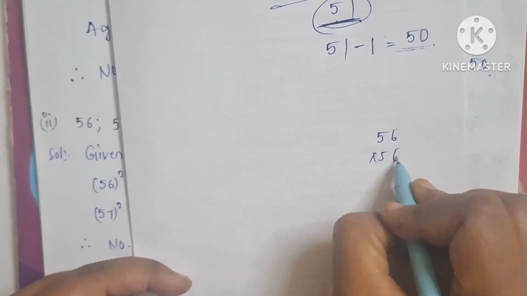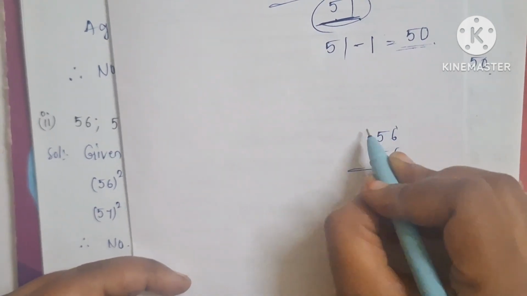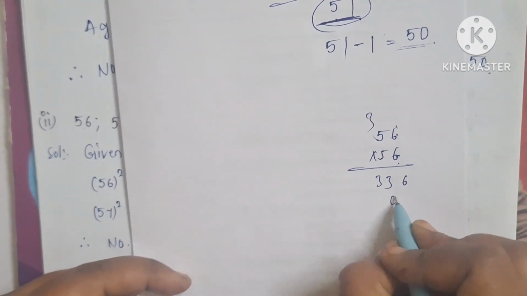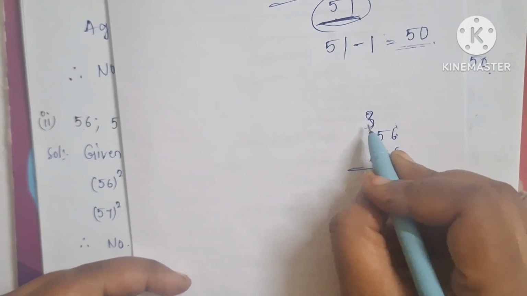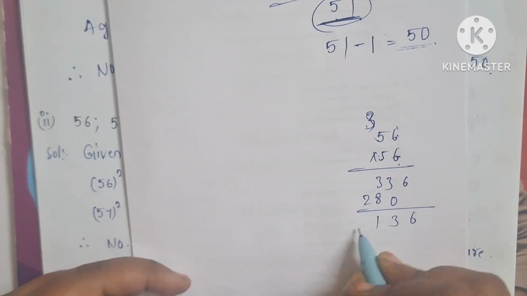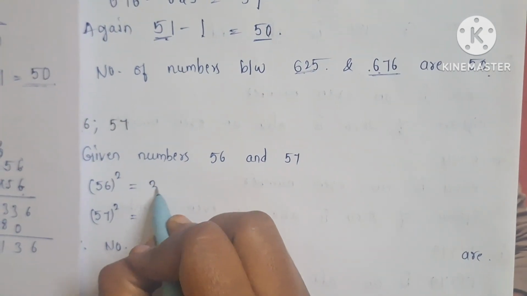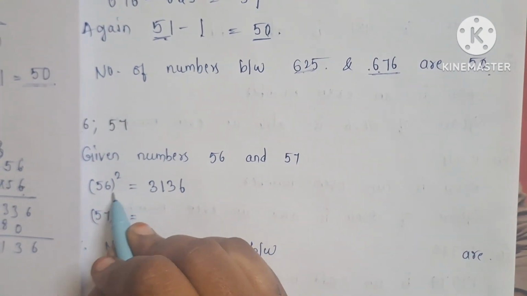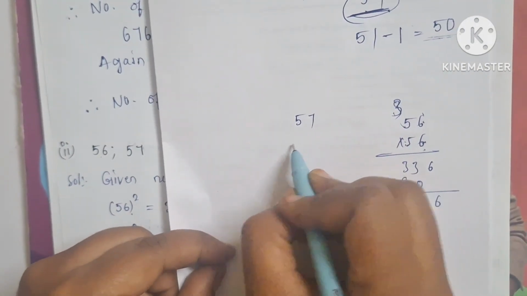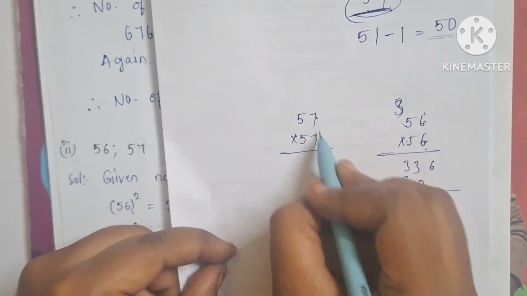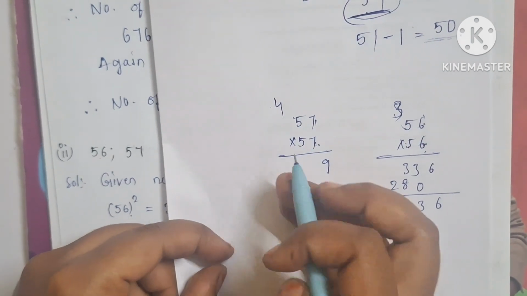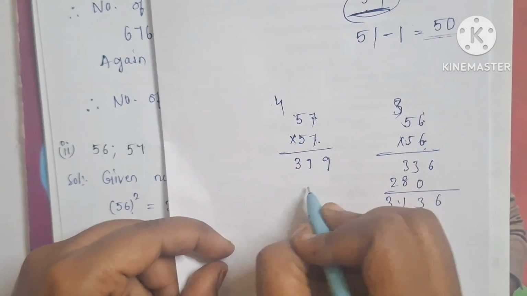56 into 56. 6 sixes are 36, 3 carry. 6 fives are 30, 30 plus 3 is 33. 5 sixes are 30, 3 carry. 5 fives are 25, 25 plus 3 is 28. 3136. 3136 is the square of 56. Next, 57 into 57. 7 sevens are 49. 4 carry. 7 fives are 35, 35 plus 4 is 39. 7 fives are 35.